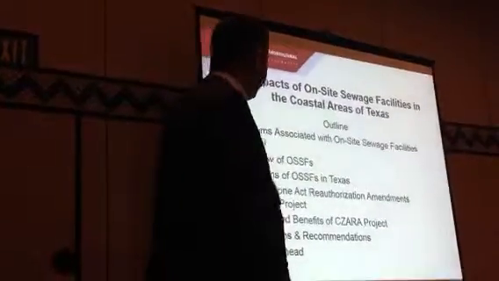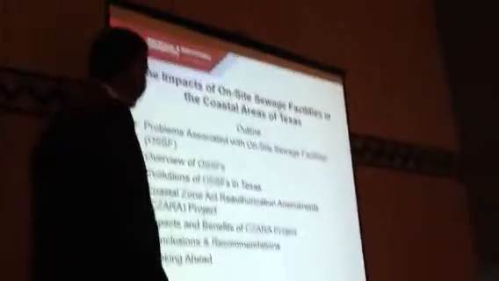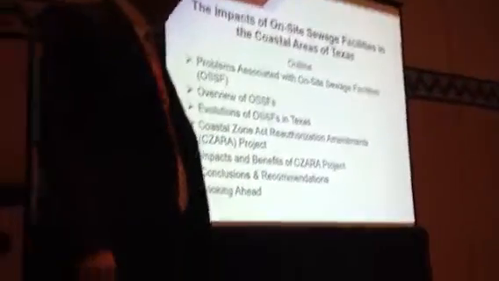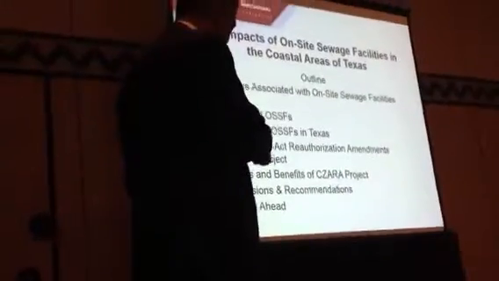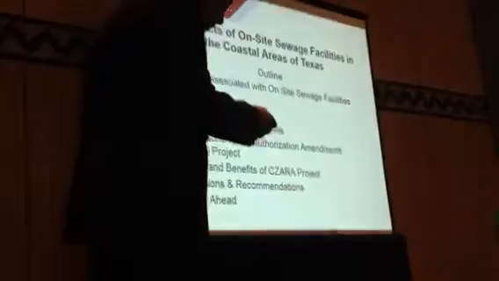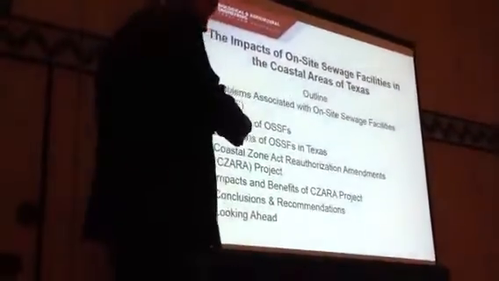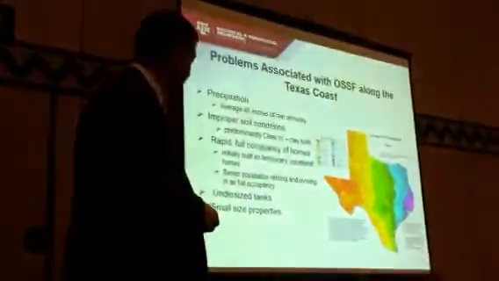The OSSF in Texas, we call it on-site sewage facilities, basically anaerobic septic systems. I'm going to give some overview, evolution of it, and then mainly I'm going to talk about this project, and then some of the benefits of that, and then some solution recommendations. In Texas, we have variation of precipitation where along the coast right here, the annual average precipitation ranges from 45 to 60 inches per year.